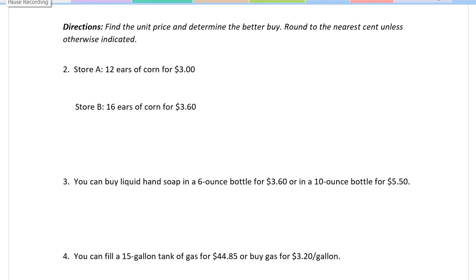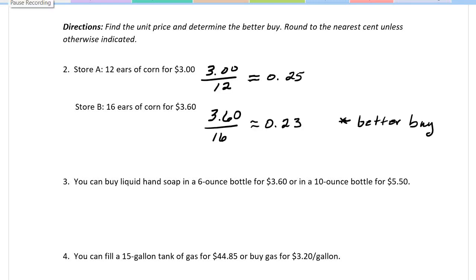The directions for the next set of problems ask us to determine the unit price and determine the better buy, and round to the nearest cent unless otherwise indicated. So problem 2, we have 12 ears of corn for $3 or 16 ears of corn for $3.60. So I found the unit price for each option. Store B is going to be the better buy.